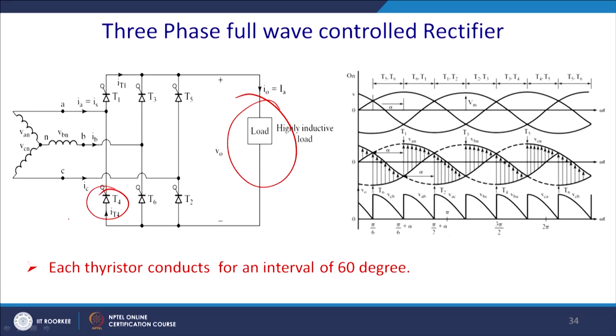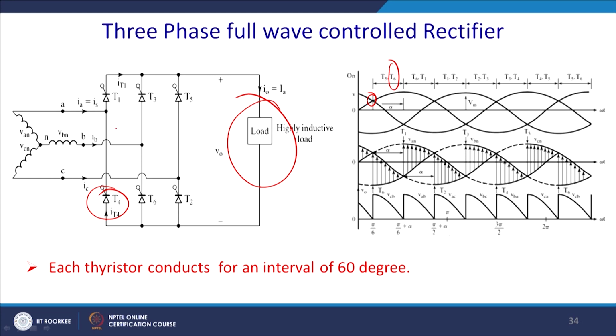Here we will have the same kind of nomenclature, that is T1, T3, T5 are the upper thyristors and T4, T6, T2 are the lower thyristors. You trigger at the point where phase A and phase C are crossing over, so you give a delay angle alpha, and you start from this point. T5 will be the outgoing thyristor from the top, and so T6 and T1 are conducting.